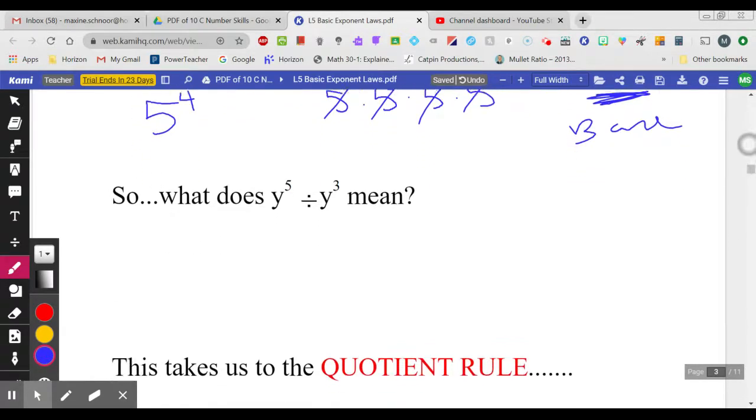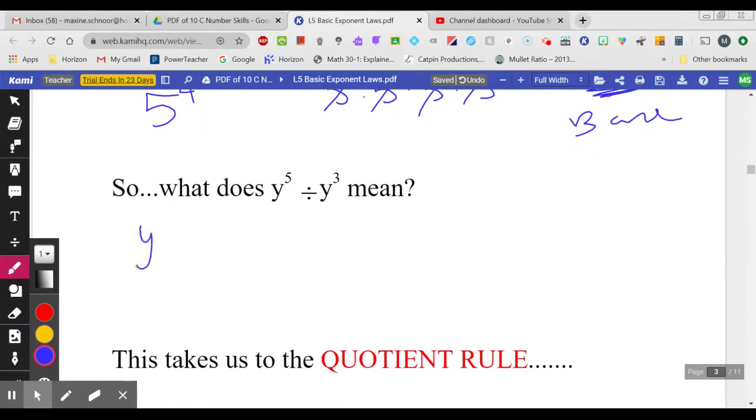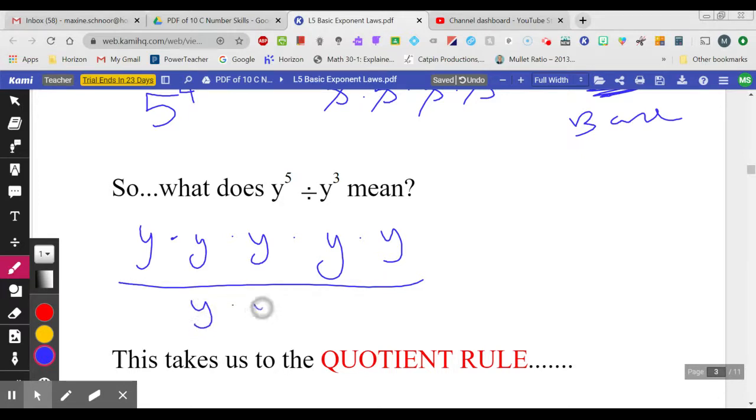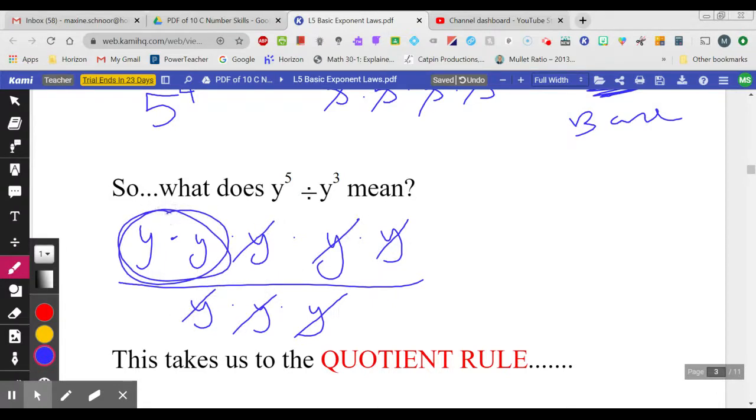Now the same is true with the letters. So y to the 5 means y times y times y times y times y divided by y cubed means y times y times y. I can cross off everything that looks the same. So I'm left with y times y, which is y squared. So again, the base stays the same. And because I'm dividing, I subtracted the exponents.